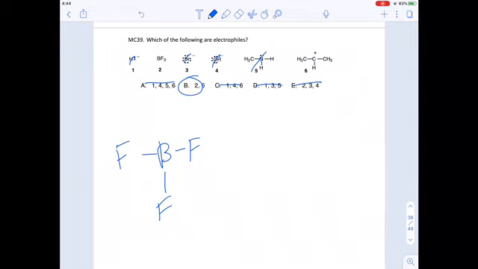But you didn't technically need to know that BF3 had an open orbital in order to answer the question if you knew that 1, 3, 4, and 5 are nucleophiles.